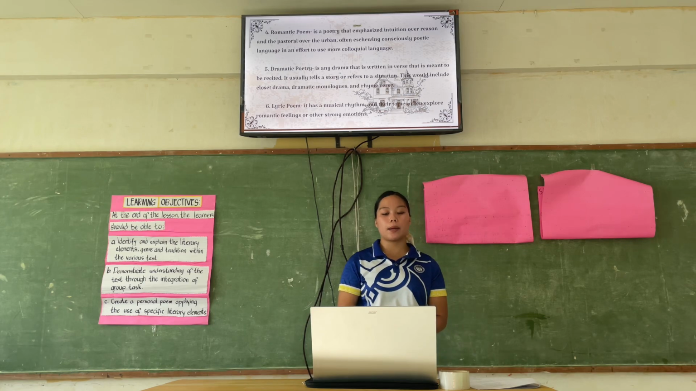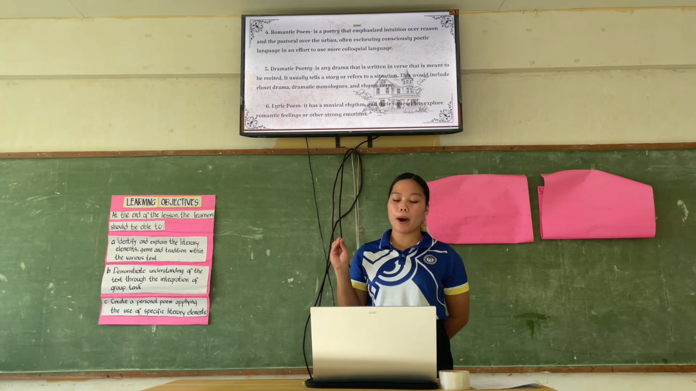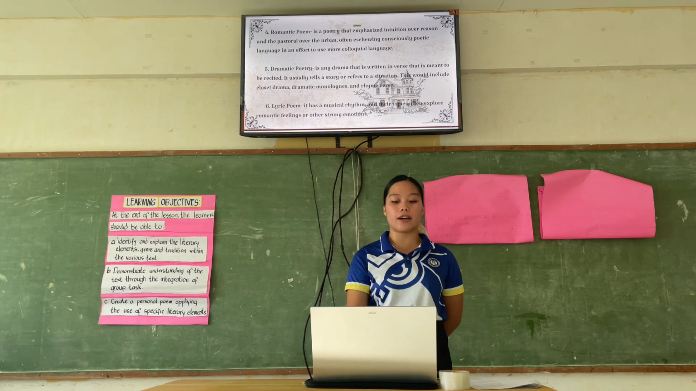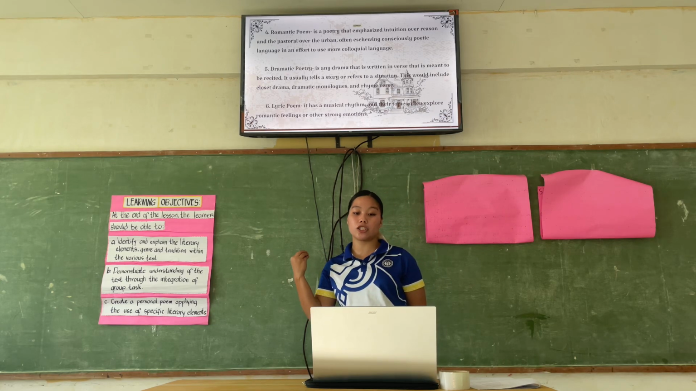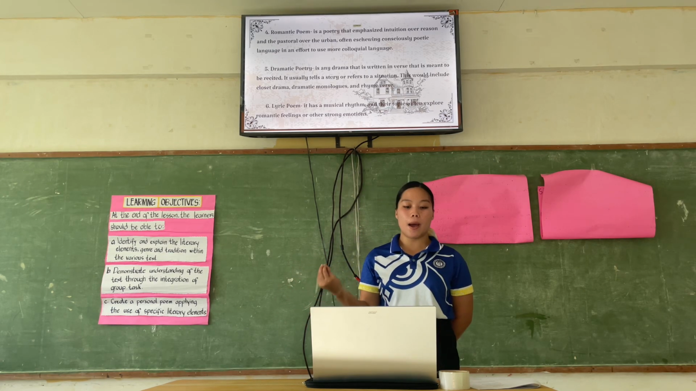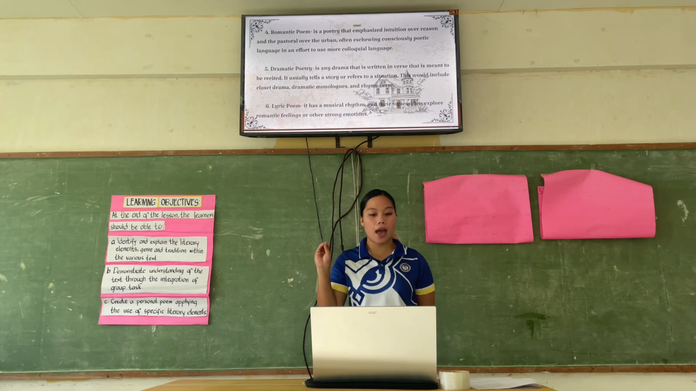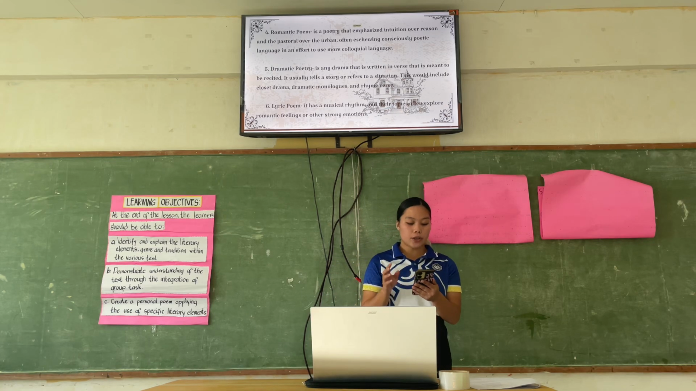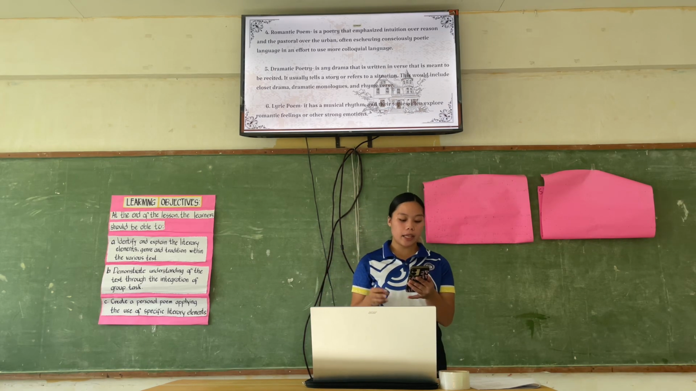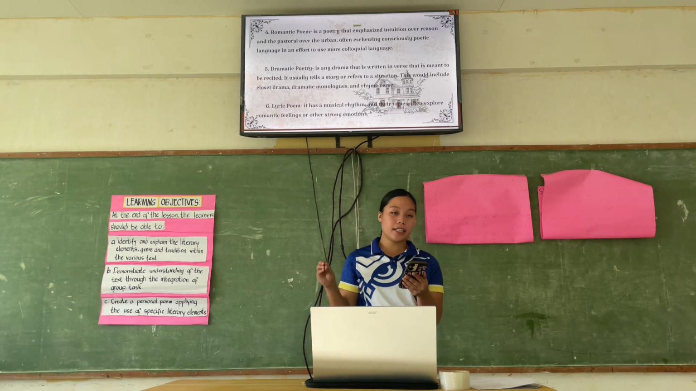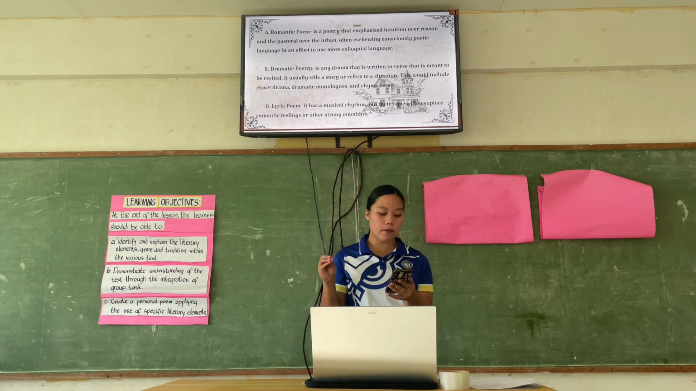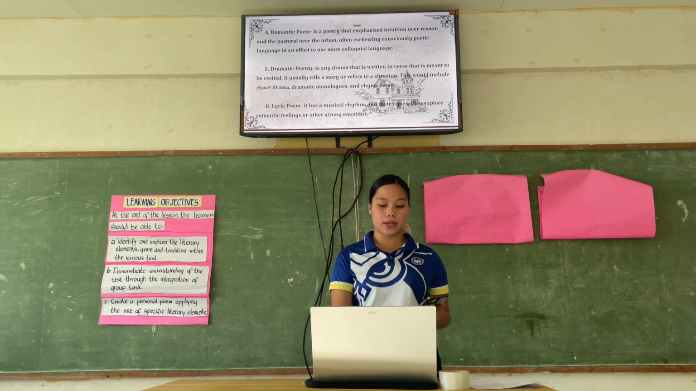Next is romantic poem. It is poetry that emphasizes intuition over reason and the pastoral over the urban, often eschewing consciously poetic language in an effort to use more colloquial language. So, the romantic poem emphasizes emotion, nature, and individualism, often using simpler, more direct language compared to classical poetry.